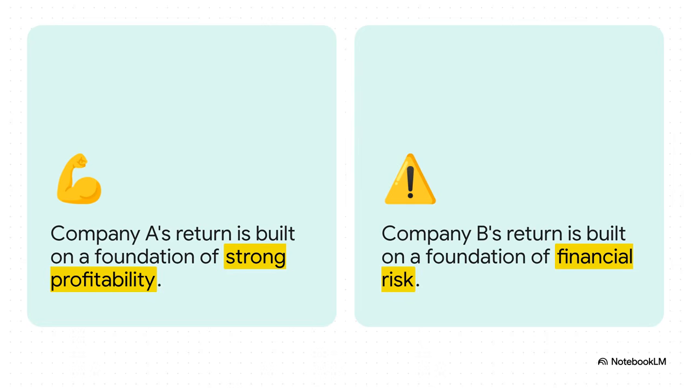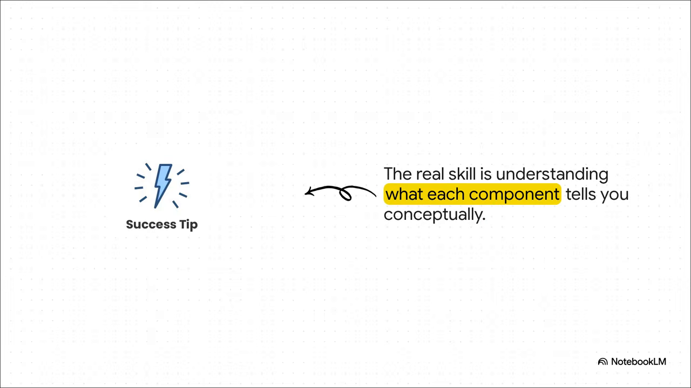So here's the key takeaway. Company A's return is built on a really solid foundation of just being good at its business, strong profitability. Company B's return, on the other hand, is built on a foundation of financial risk. A little economic hiccup could be a huge problem for Company B. So no, they are definitely not equally good investments. And that's really the most important thing to remember here.